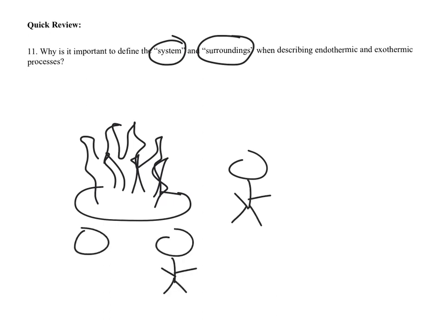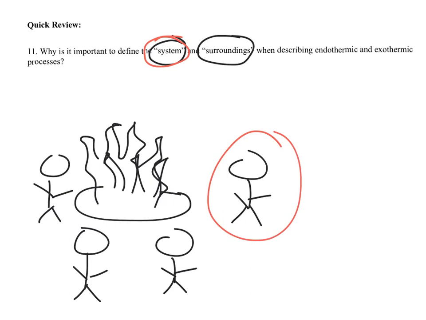Now, endo and exothermic, there's two things going on, but depending on what we define as the system and the surroundings will determine if we describe this as endo or exothermic. So first of all, let's call the system right now the people. If the people are the system, are we feeling the heat from the fire? And if so, are we taking in that heat or giving off that heat? Since we're taking in that heat, that process would be considered endothermic.